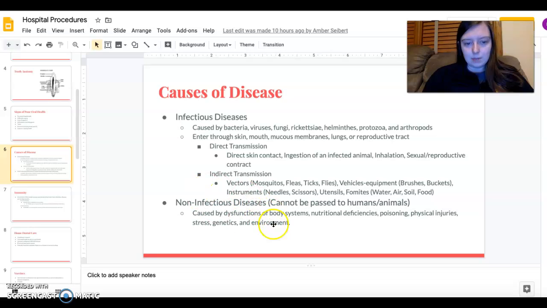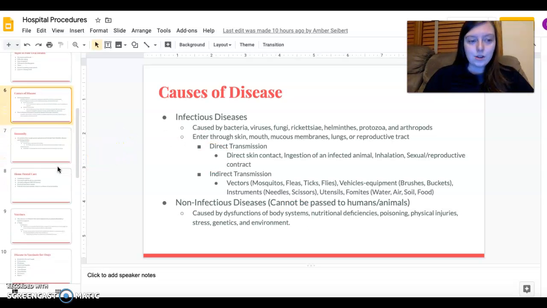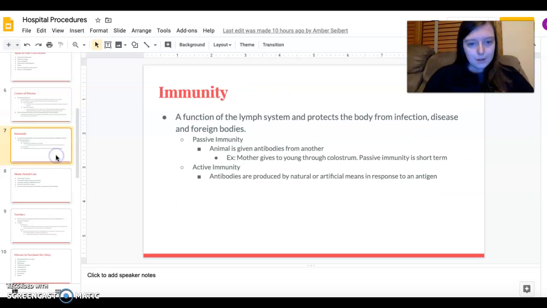The second type of disease is non-infectious disease. These cannot be passed to humans or animals from other humans and animals. They're caused by dysfunctions of body systems, nutritional deficiencies, poisoning, physical injuries, stress, genetics, or environment. A great example of this is cancer. You usually won't get that from another animal or another human. It's just built into your genes and it just happens the way it does. That's a great example of a non-infectious disease.